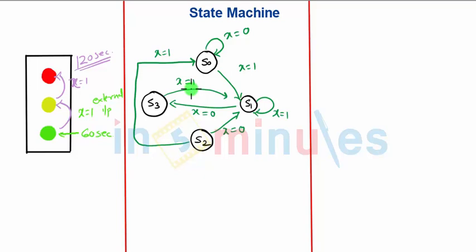As you see here, there are 4 states, so we require 2 state variables. Let us say A and B are the 2 state variables to represent S0, S1, S2 and S3, and they are represented as 00, 01, 10 and 11. Okay, we missed one point here. For S3, for X equal to 0, it will go to S2. Okay, now all the states are complete.